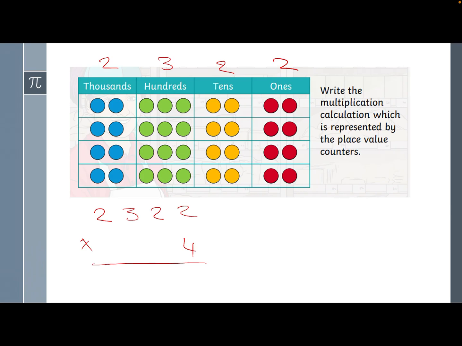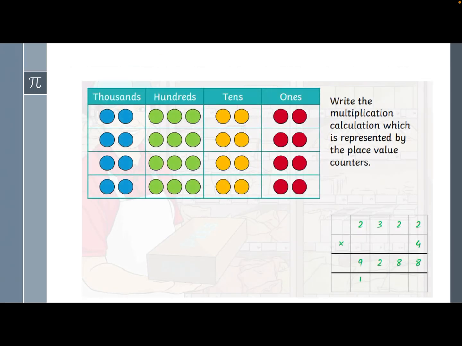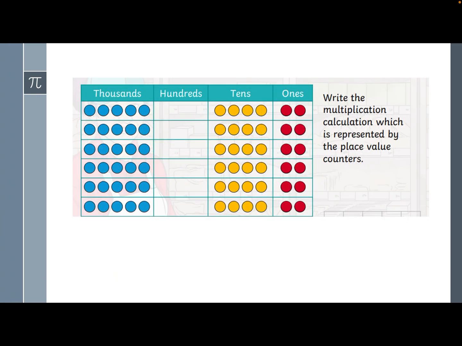Some of you might be able to do this in your head. Brilliant if you can. If you need to work for it, see how quickly you can do it, because you can all do your 3s and your 2 times tables as well as your 4s. 4 times 2 is 8, 4 times 2 is 8, 4 times 3 is 12, carry my 1, 4 times 2 is 8, and the 1 is 9. Remember, when I was saying 4 times 2, actually I mean 4 times 2,000. There we go. Well done if you got that. We're starting to really get into this now.